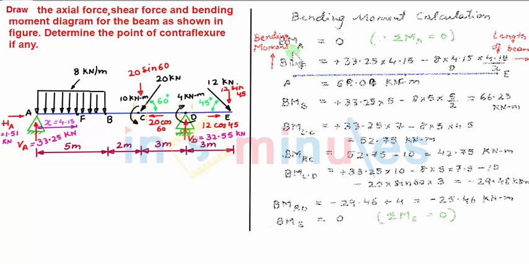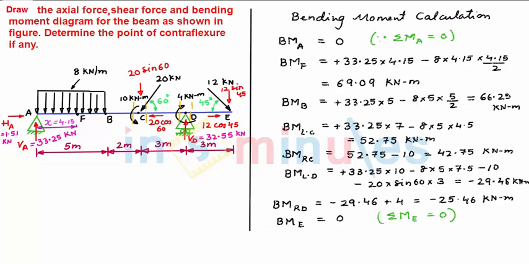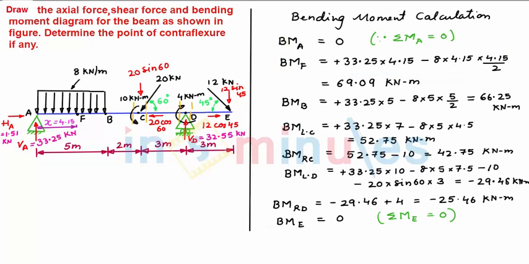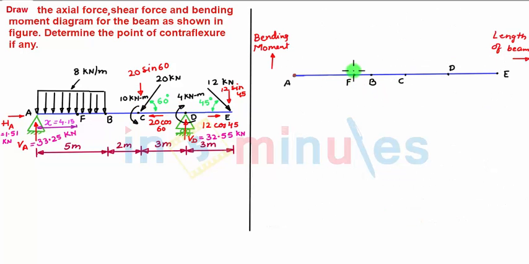Now first, bending moment at A is equal to 0. So the bending moment at A will be equal to 0. Then we see that bending moment at F is equal to 69.09 kilonewton meter. So we plot, by taking suitable scale, a bending moment of positive 69.09 kilonewton meter above point F.